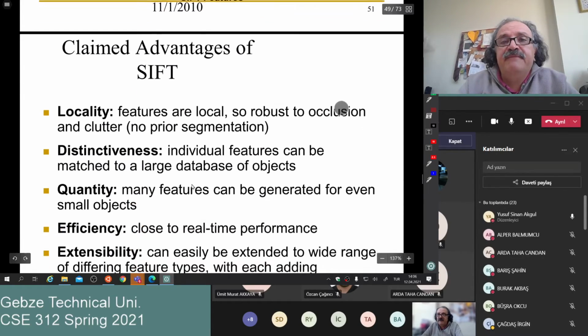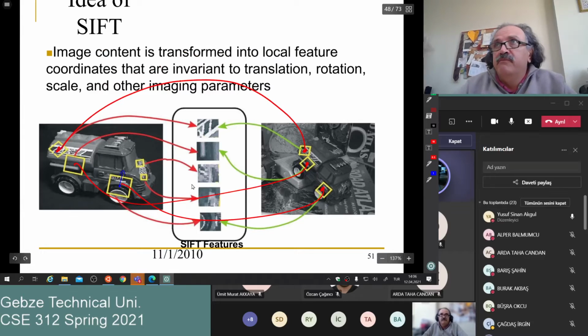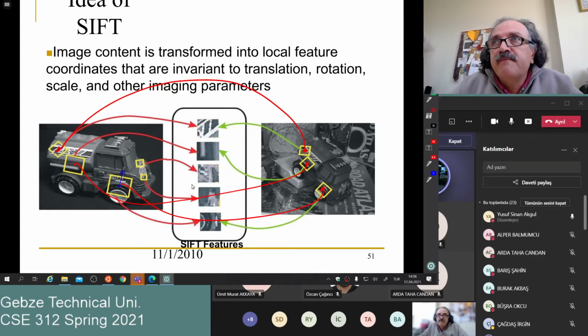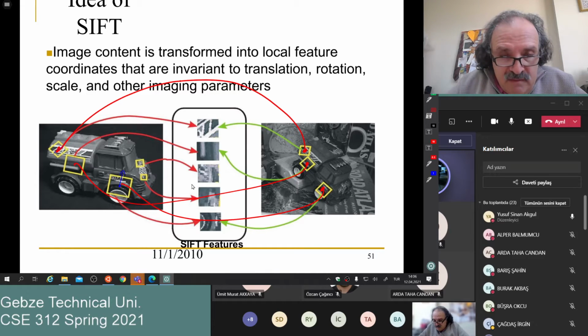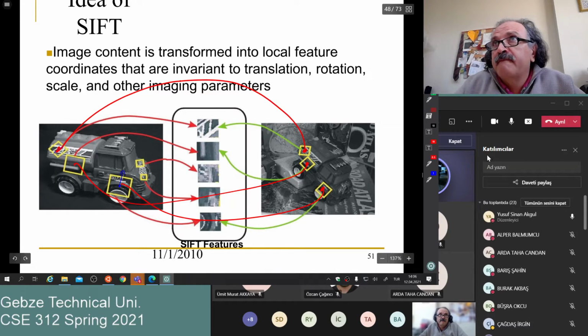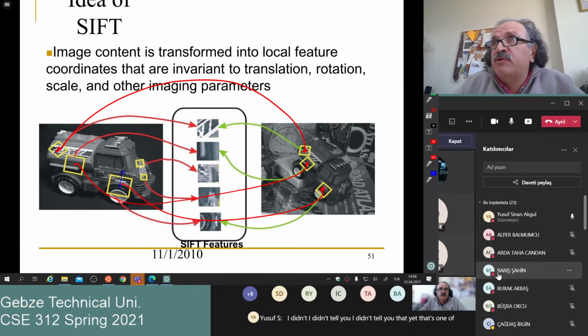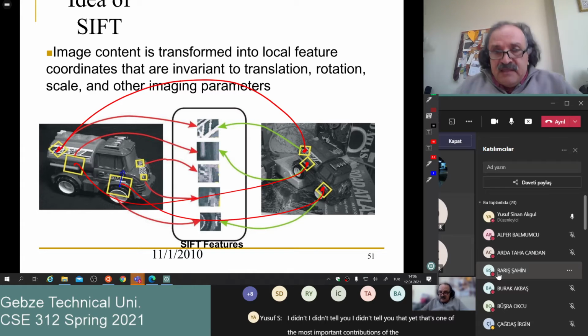Good. A question. Sure. This SIFT is a vector that contains the information of that yellow window, square. Uh-huh. But where do we find the 128 elements of that vector? I am going to talk about it. I didn't tell you that yet. That's one of the most important contributions of the SIFT technique. It is how you form this 128 dimensional vector.